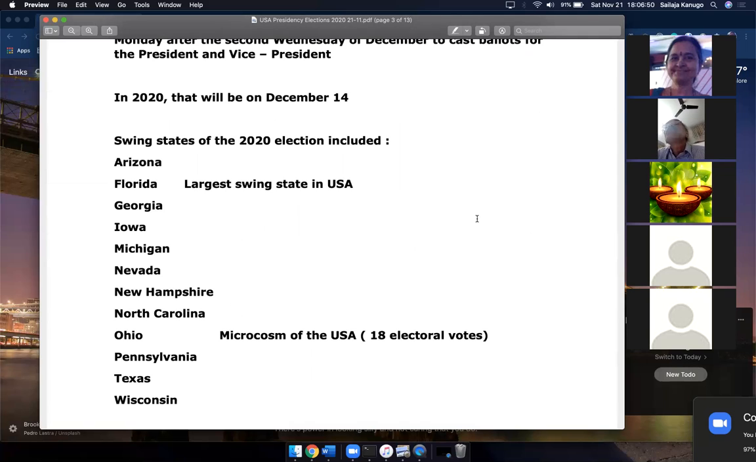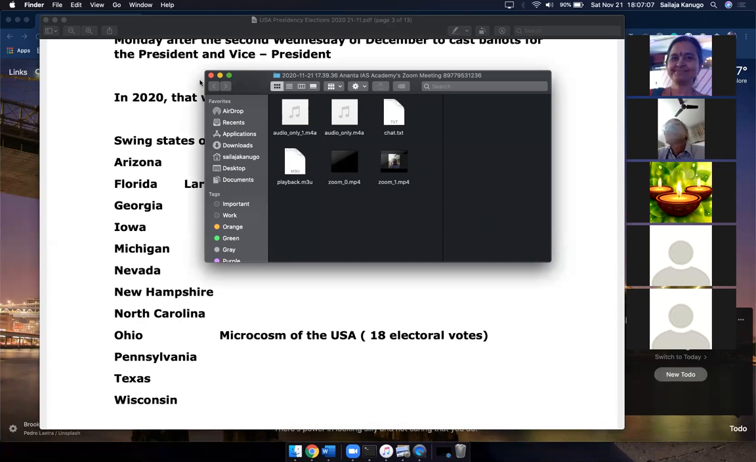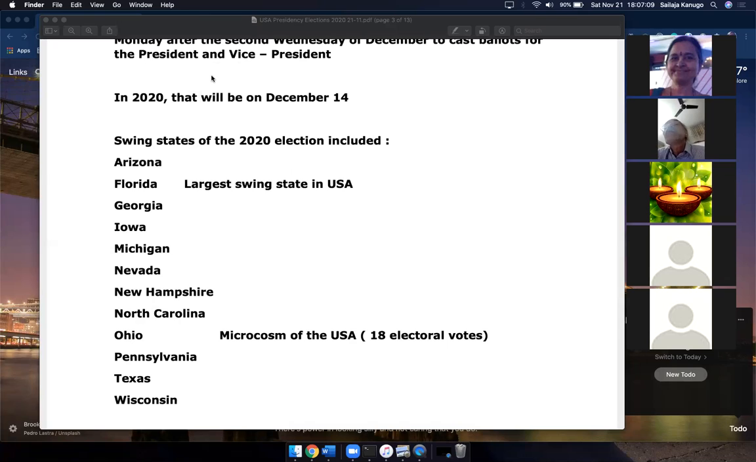Now, swing states. As I told you, up to the last minute, when it is uncertain which party wins, that tension is there. Those states are called swing states: Arizona, Florida, Georgia, Iowa, Michigan, Nevada, New Hampshire, North Carolina, Ohio, Pennsylvania, Texas, and Wisconsin. These states are in favor of Joseph Biden.